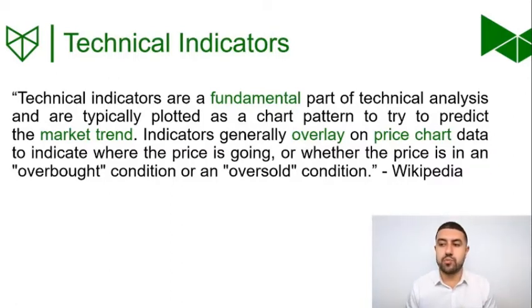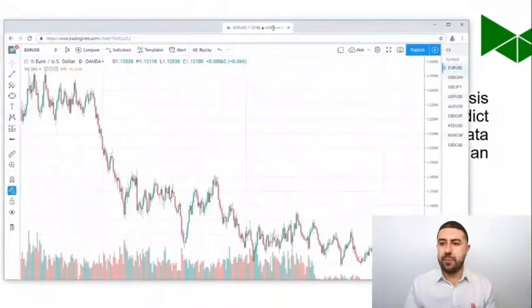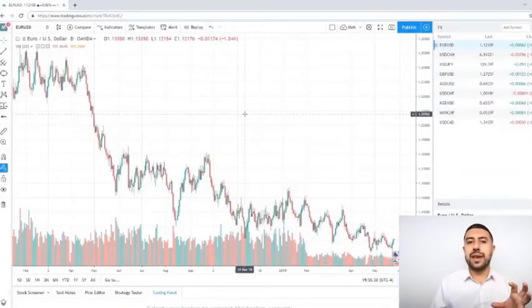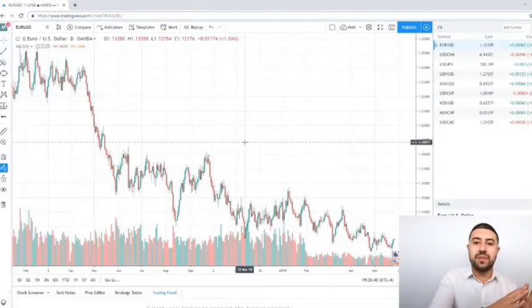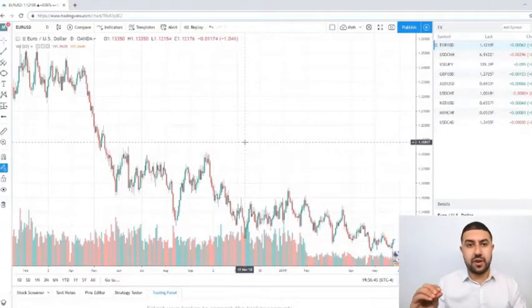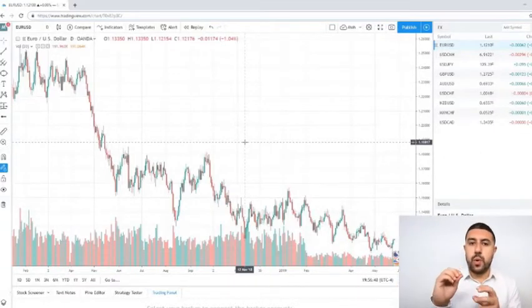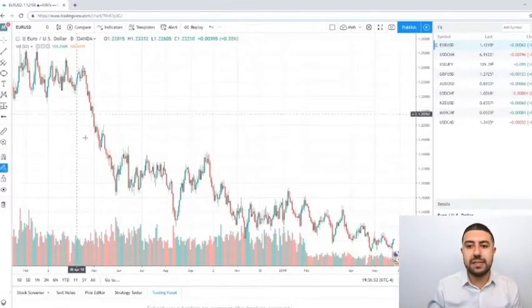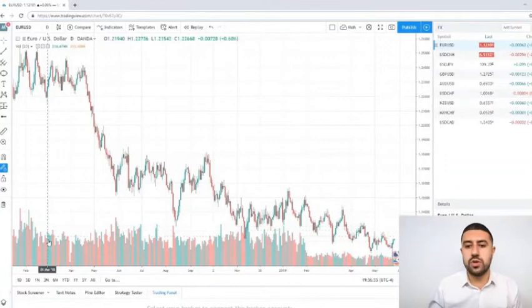Indicators generally overlay on price chart data to indicate where the price is going, or whether the price is in an overbought condition or an oversold condition. So what this means is, if I pull up a chart here, I'm looking at Euro USD. A technical indicator is something that's plotted, overlaid on this chart. There are different indicators, and the way each is computed is based on the prices that you see here and/or the volume.